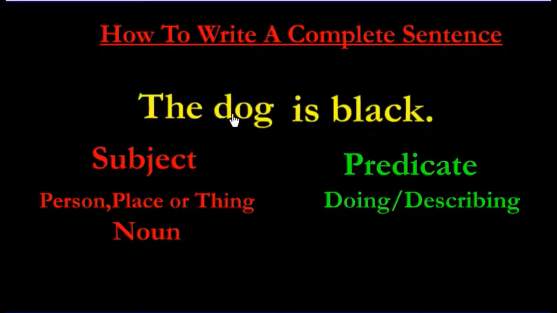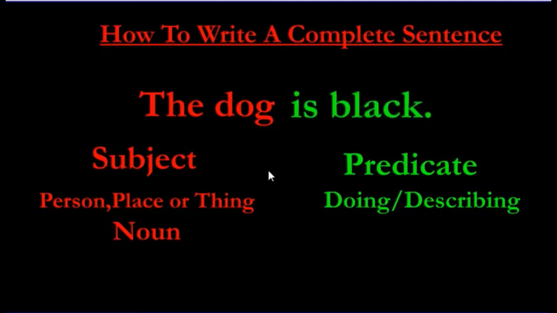Here's another one. The dog is black. Do we have a subject? Do we have a predicate? If we have both, we've got a complete sentence. Where's the subject? It's the dog. Where's the predicate? Where am I describing something about the dog? That it's black. Exactly. The dog is black. It's a complete sentence.